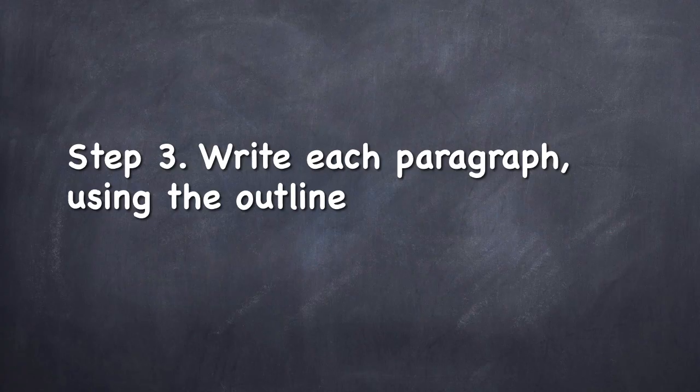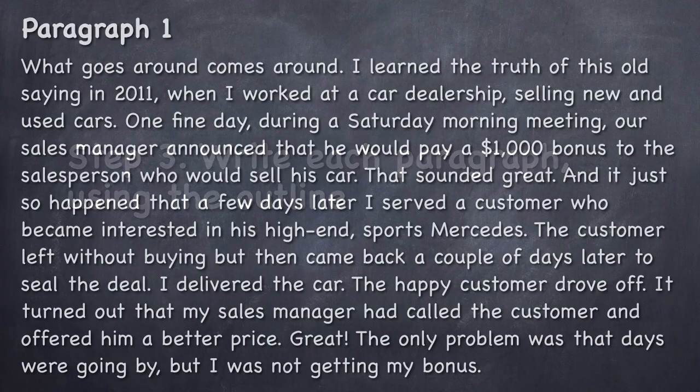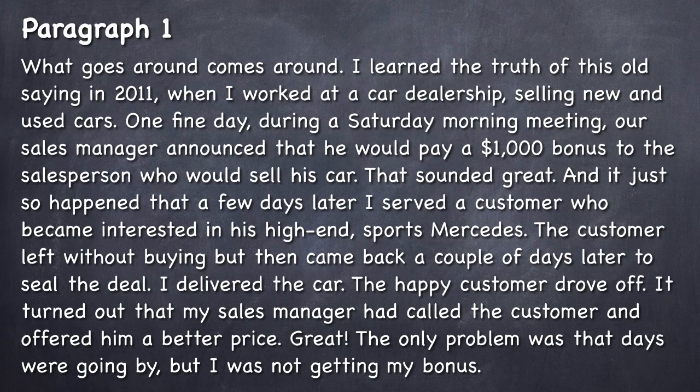Step 3, write each paragraph using the outline. And let's do it starting with part 1. So here's our paragraph 1. I'm going to have 5 paragraphs. What goes around comes around. As you can see, I immediately start with the theme, and I state the theme in the first sentence, and that's perfectly fine. You can do exactly that. What goes around comes around. That's the lesson, and now let's hear it.